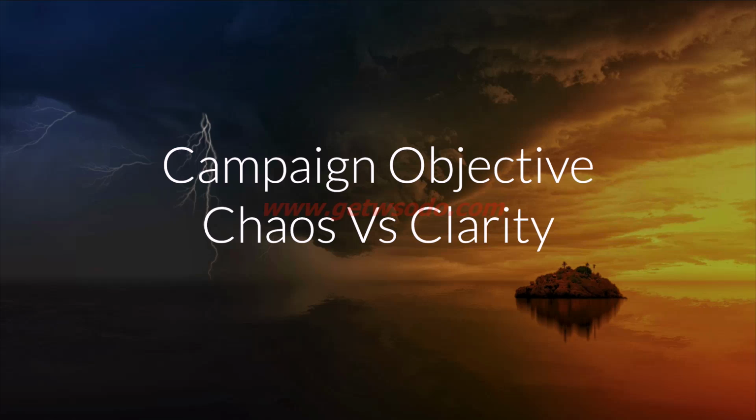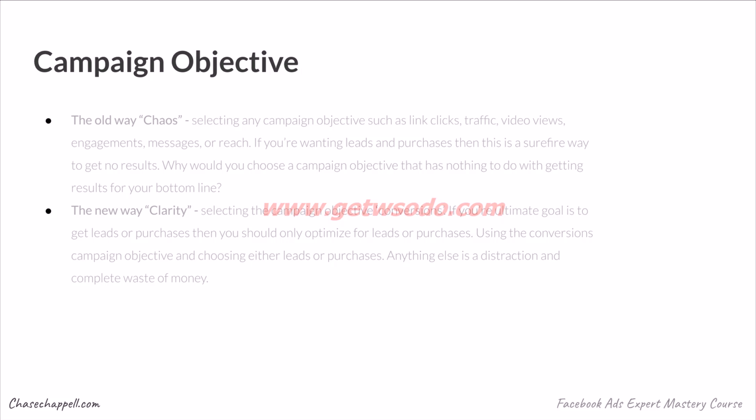Now we're going to define the optimal campaign objective and understand chaos versus clarity. When you create a campaign in Facebook ads, you'll be asked to choose your campaign objective. And there are really two ways. There's the old way, which is complete chaos. Then there's the new way, which is complete clarity. So the old way, what I call chaos, is selecting any campaign objective, such as link clicks, traffic, video views, engagements, messages, or reach. And if you're wanting leads and purchases, then this is just a surefire way to get no results. Why would you choose a campaign objective that has nothing to do with getting results for your bottom line?